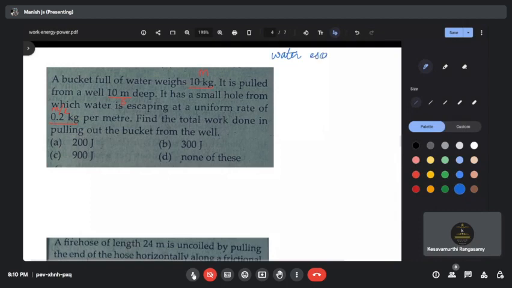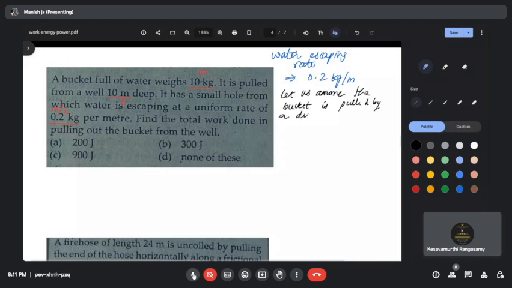So the water escaping rate is mentioned in the question as 0.2 kilograms per meter. That's specified. Now, when you try to pull the bucket through some distance, we don't know by how much distance you are pulling. So let us assume that the distance that we pull is x. Let us assume the bucket is pulled by a distance x.